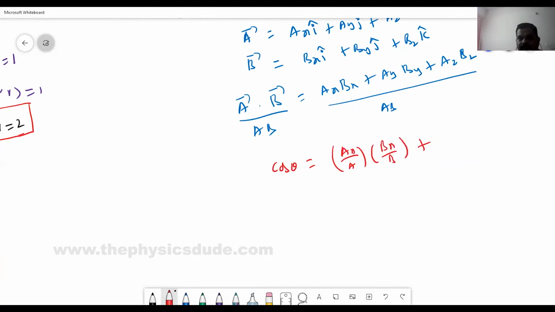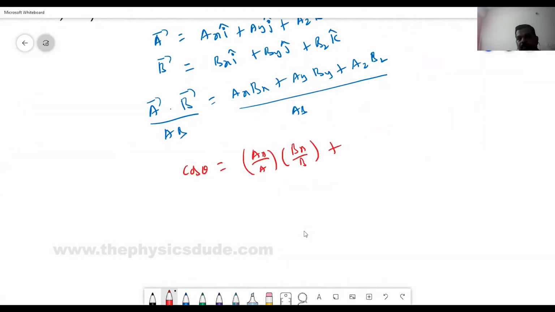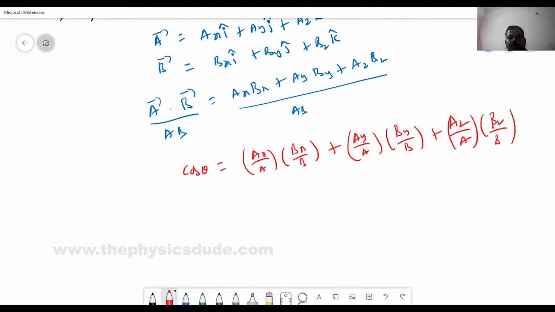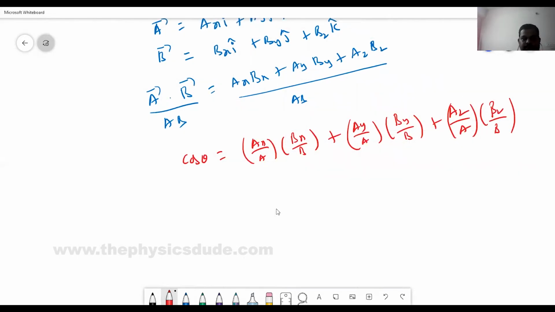So just divide every term by AB now. Similarly, I can write AY by A times BY by B. Similarly, AZ by A times BZ by B. But what is AX by A? We know it is L1. So simply I can write cos theta is equal to L1 L2 plus M1 M2 plus N1 N2.